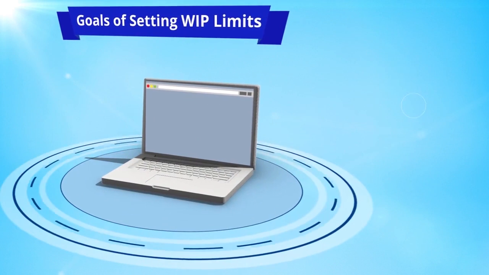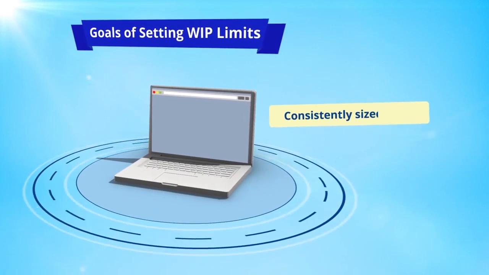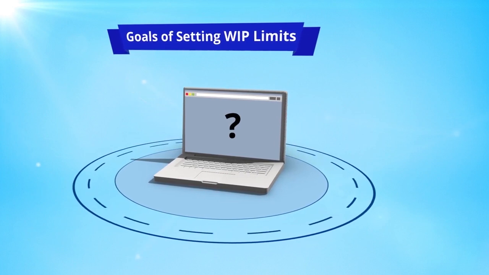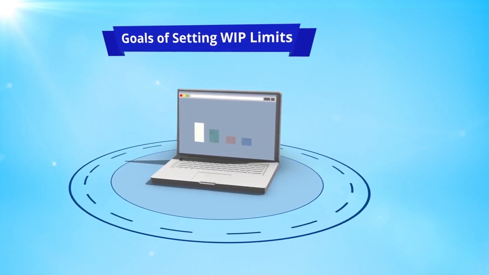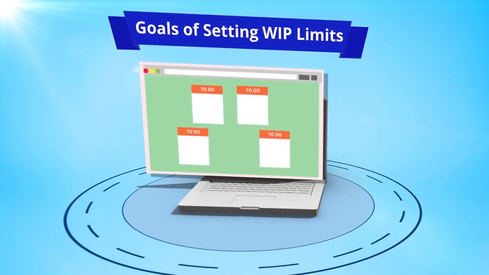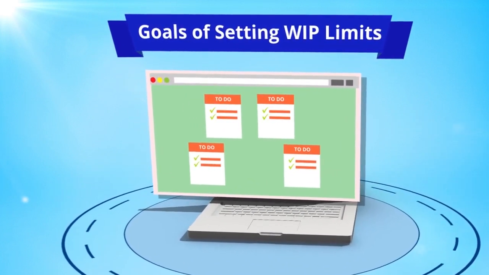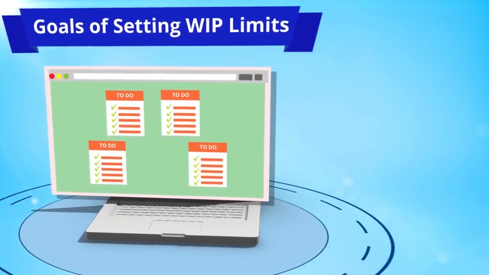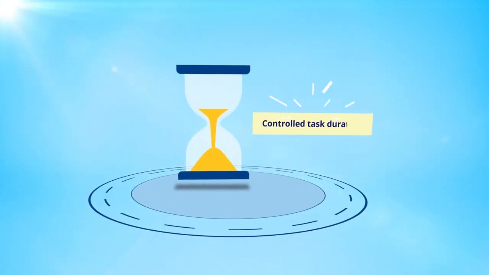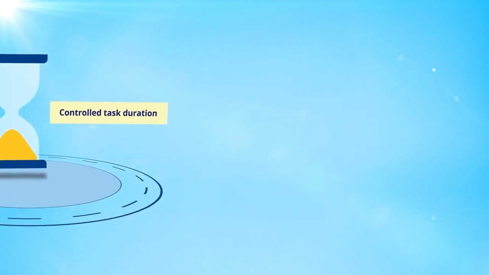So the goals of setting WIP limits are having consistently sized tasks. By setting a limit on how many things can be done at one time, we want them to be similarly sized so that it makes sense to have a limit on, for example, 2 items at one time, or 4 or 5. Also, we want to make sure that those individual tasks don't take longer than a couple of days.